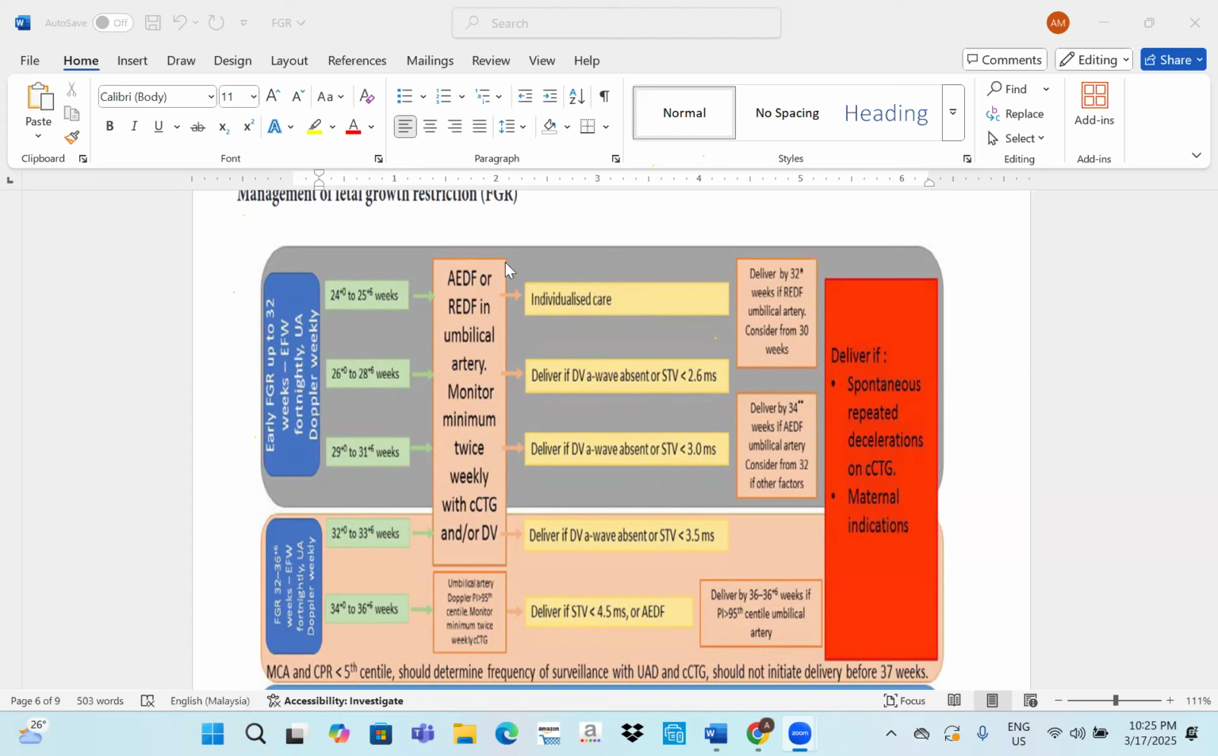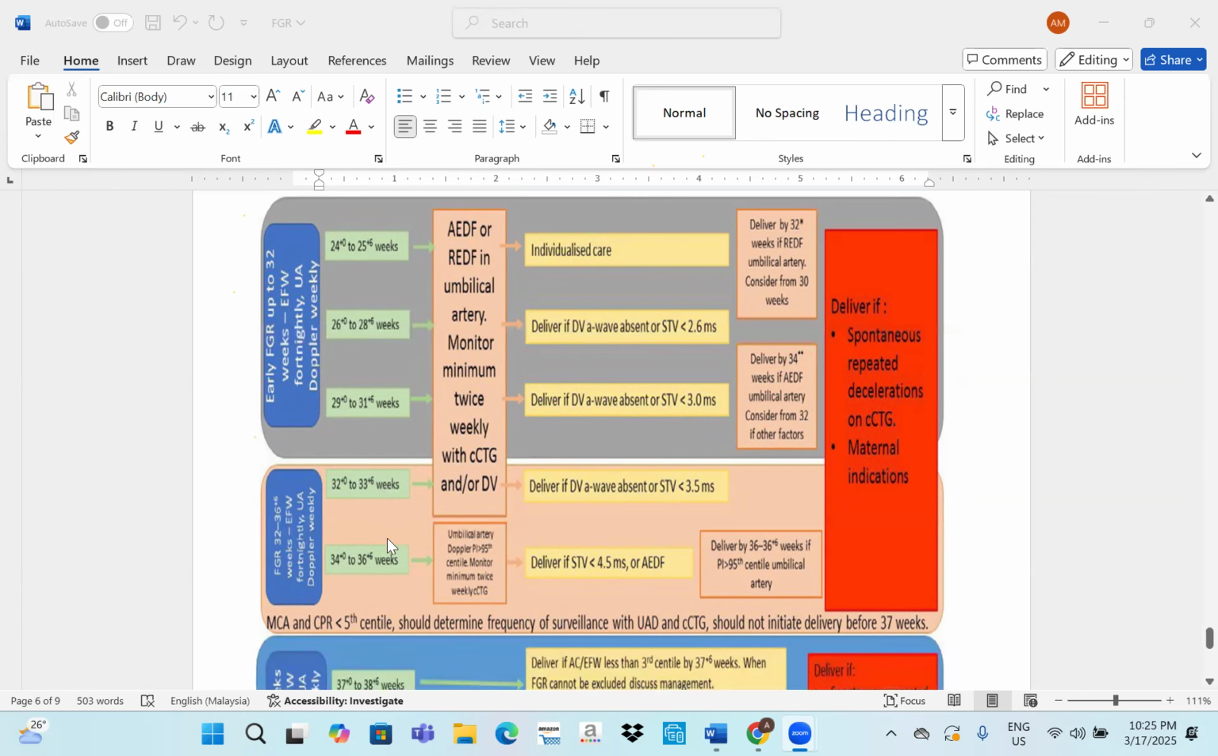Now here, what does this box mean? This box means that you can plan your delivery upon the ductus venosus Doppler up to 33 plus 6 weeks. Up to 33 plus 6 weeks. After that, you will not be using ductus venosus Doppler. Here, if it is late onset FGR, meaning after 32 weeks, although it is late onset, still up to 33 plus 6 you are using ductus venosus Doppler. Okay. And anytime if there is an abnormality.